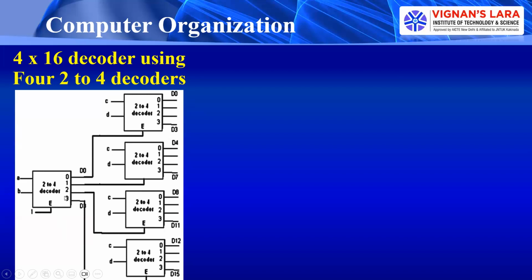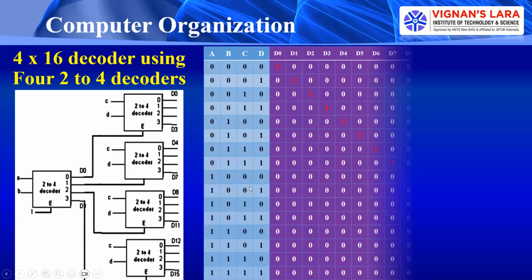And next it is 1, 0. The second output is selected, which acts as the enable signal for our third 2 to 4 decoder, which is responsible for the outputs D8 to D11. And last, AB value is 1, 1, which selects the last output here, that is the third output, which acts as the enable signal for the last decoder, which is responsible for D12 to D15.